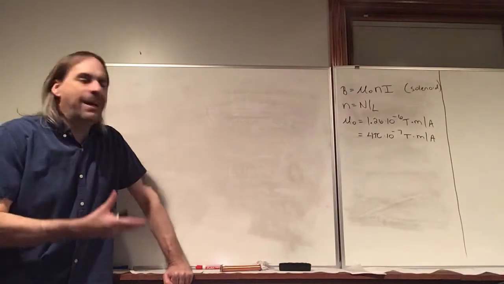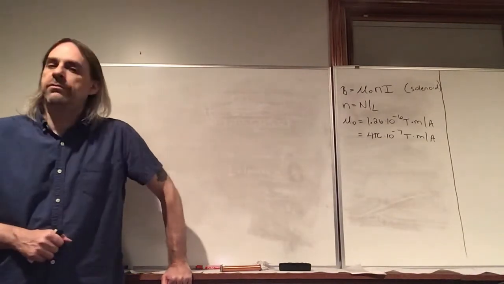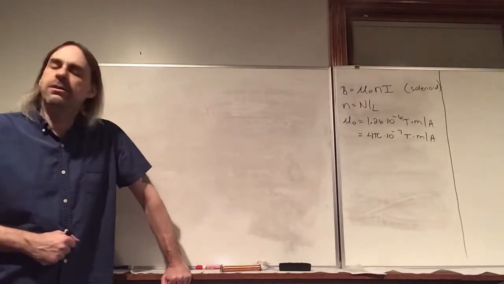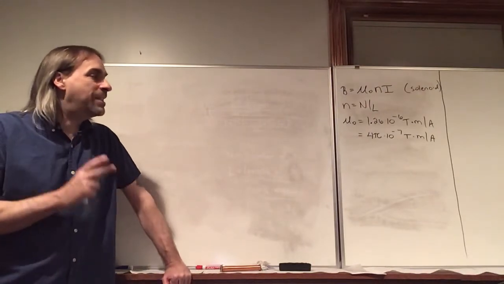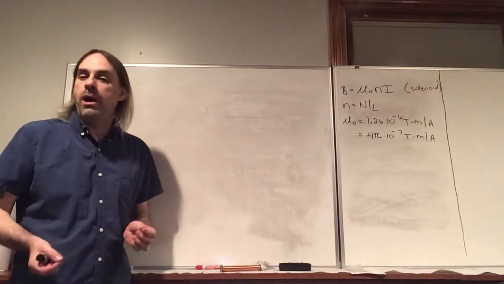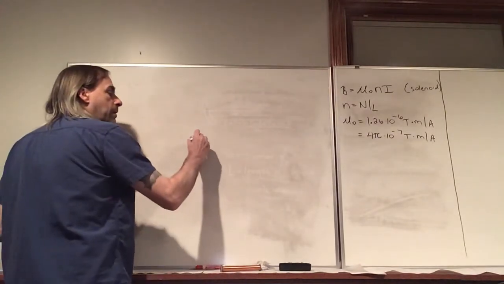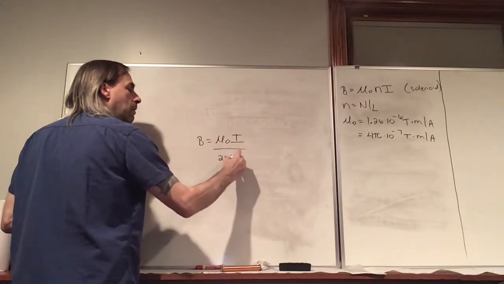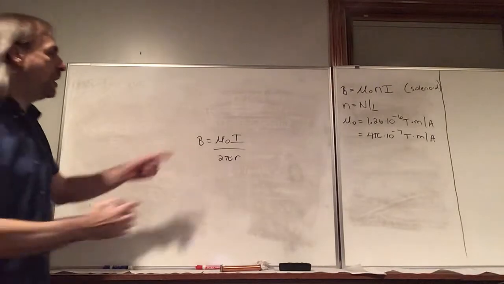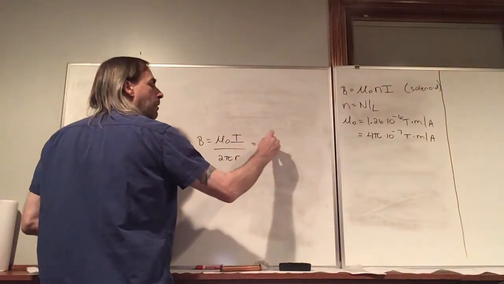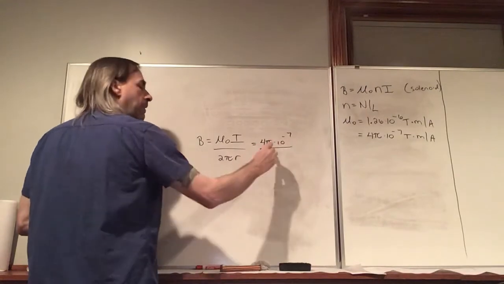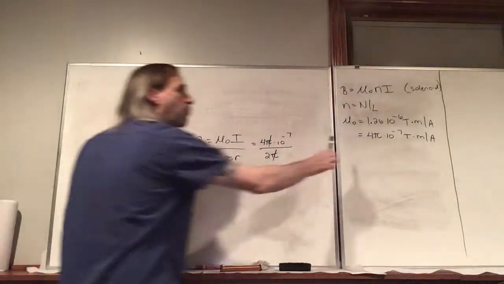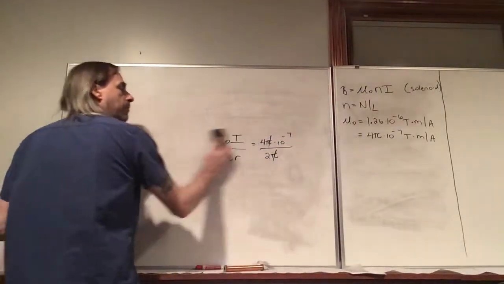But, again, we know mu naught to enough precision that we don't really have to worry about accuracy. So the fact that this is exact doesn't really concern me. But sometimes, like in that example of the straight wire, where B would be mu naught I over 2 pi r, if you plug in mu naught as 4 pi times 10 to the minus 7, and in the bottom you have 2 pi, you get some cancellation. So sometimes it's just more convenient to use that version.